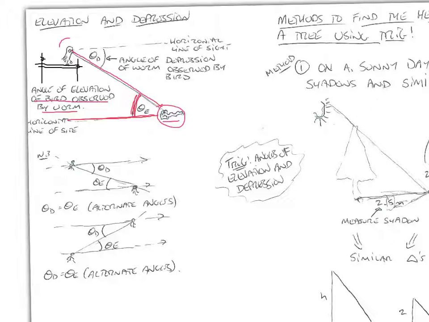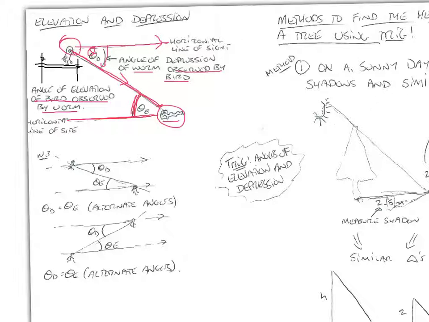And the other angle we look at then is the angle of depression. Again, we must always consider the horizontal line of sight of the bird if it was to look straight ahead. But then if it was to turn its attention down towards the worm on the ground and look down at the worm, that would give us the angle theta d, the angle of depression of the worm as observed by the bird, or the angle of depression of the worm when observed from this position here.